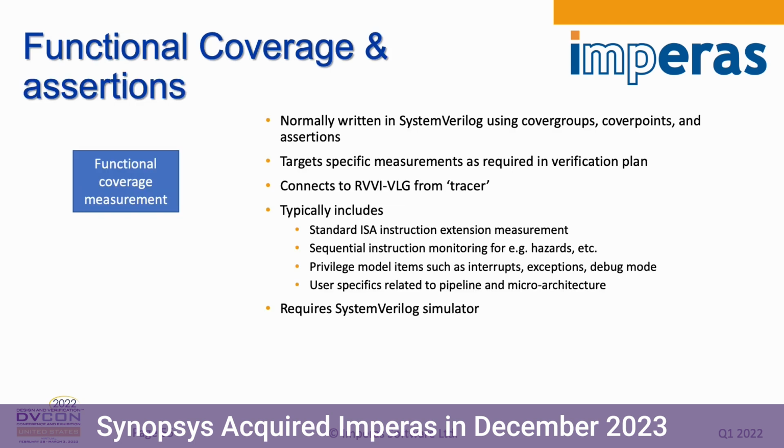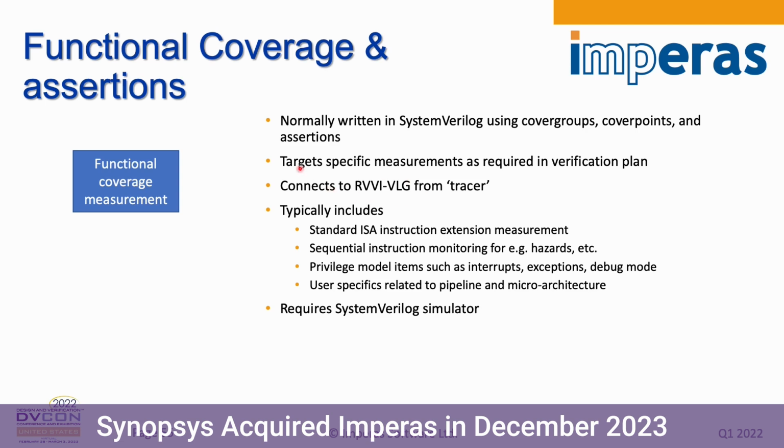In terms of functional coverage, normally functional coverage is written in SystemVerilog with cover groups, cover points and assertions. What it's focusing on is you have a verification plan. You'll say, these are the things we need to make sure we do, and the cover groups and cover points allow you to measure those. From a RISC-V CPU test bench point of view, functional coverage can sit on top of the tracer using the standard RVVI Verilog, and we have examples of this where you can get functional coverage straight out of the RVVI interface.